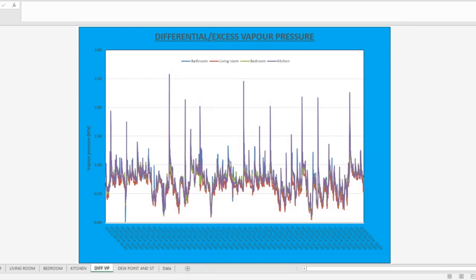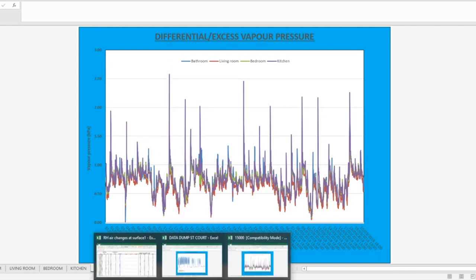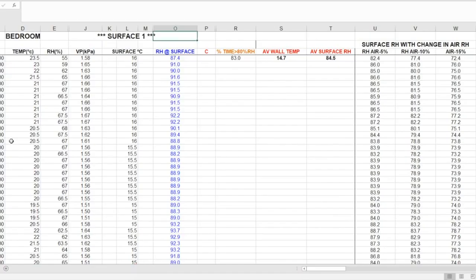I'm just going to show you another one of the same property. So on here you can see again lots and lots of data. So we're looking at our relative humidity, the RH of the room is 55%. Relative humidity surface is 87.4. Now 80% of the time the RH was 83%.